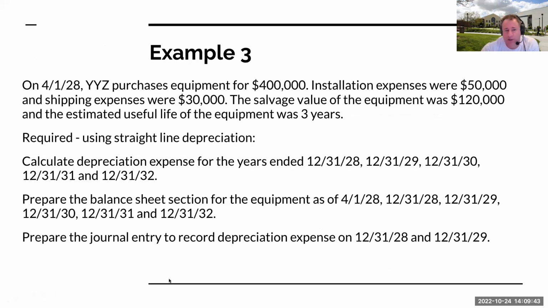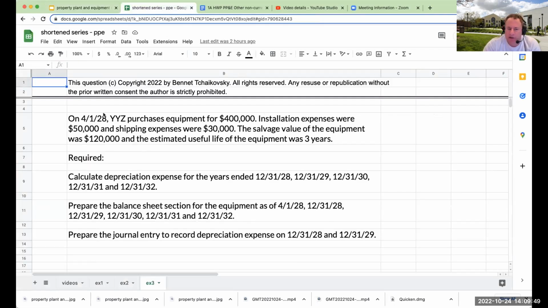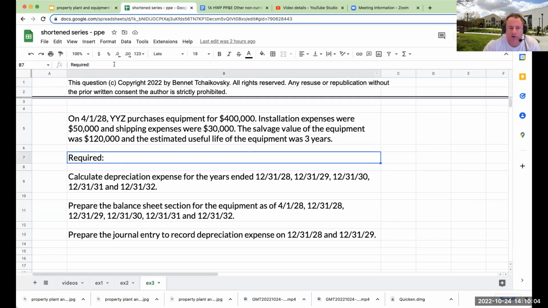And we're going to do this through a comprehensive example. So let's go ahead and go to our example. Right over here on April 1st, 2028, we purchased equipment for $400,000. The installation expenses were $50,000 and the shipping expenses were $30,000. The salvage value of the equipment is $120,000 and the estimated useful life of the equipment is 3 years, using straight line depreciation.